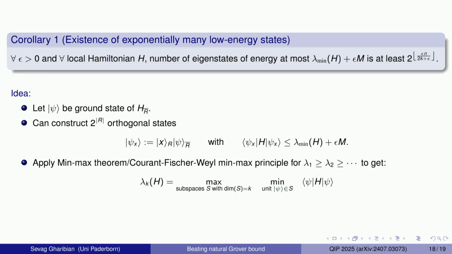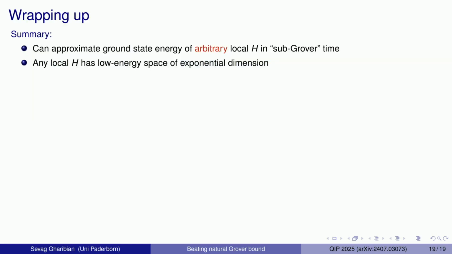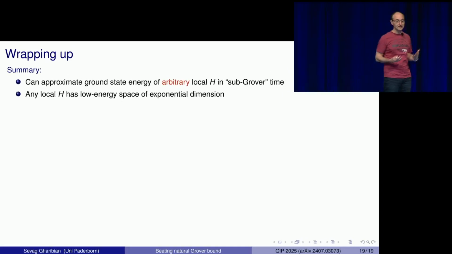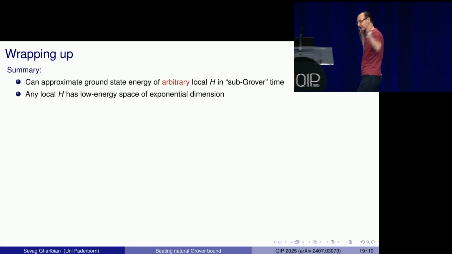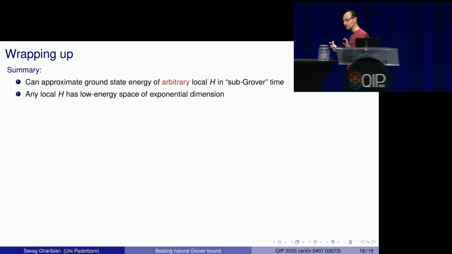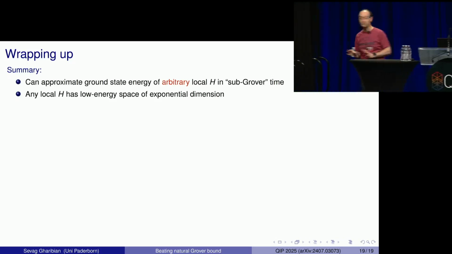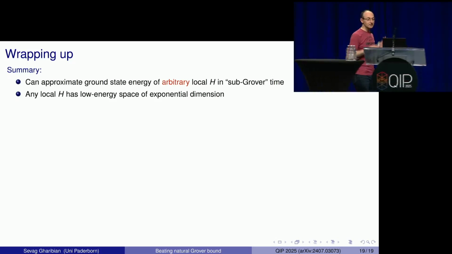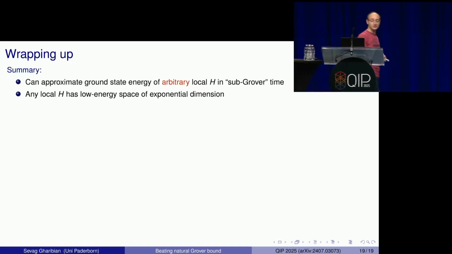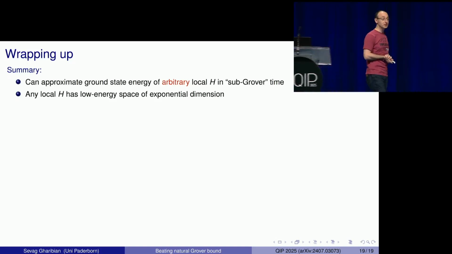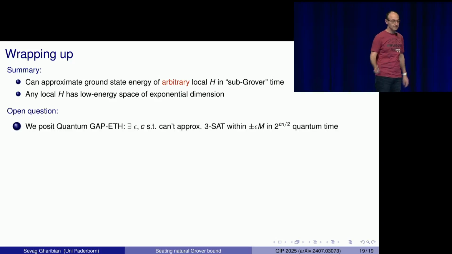Good. So that brings me to the end of the talk. Let me give you a summary and some open questions. We talked about the fact that we can approximate the ground state energy of arbitrary local H in "sub-Grover" time, and I put this in quotes because we don't really beat Grover. There's actually hidden structure in this problem, and the structure is that every local Hamiltonian has a low energy space of exponential dimension.